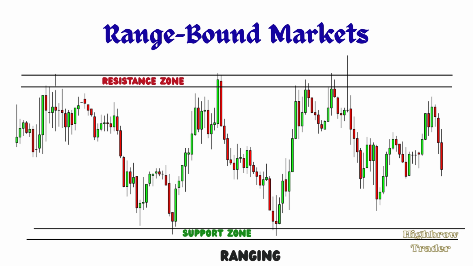When the market is ranging, price bounces between support and resistance. This creates a sideways structure ideal for swing trading. Buy near support, sell near resistance, and avoid the middle. Wait for price action confirmation before entry. Refer to the screen to see a clear example of a range-bound market.